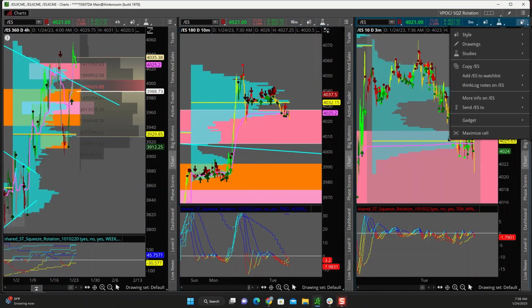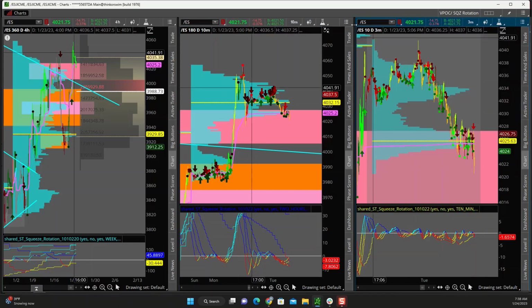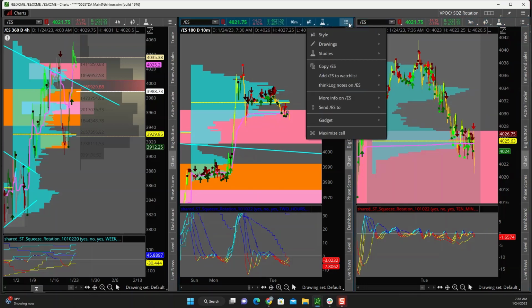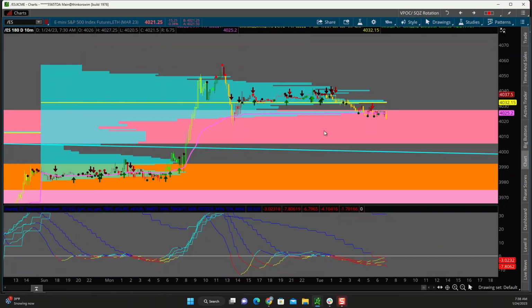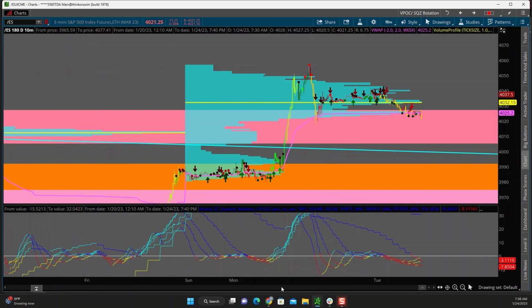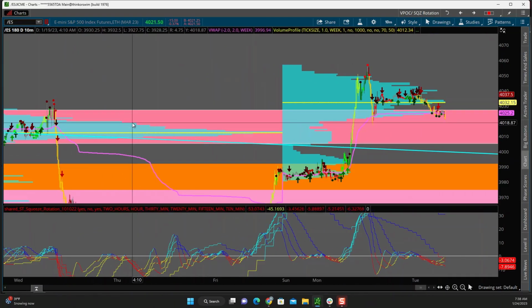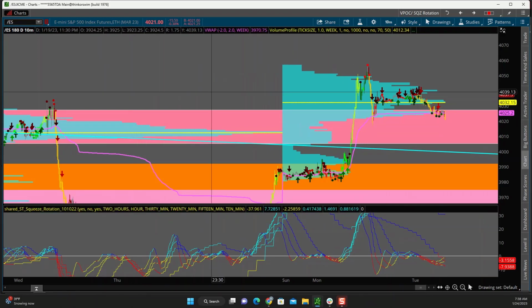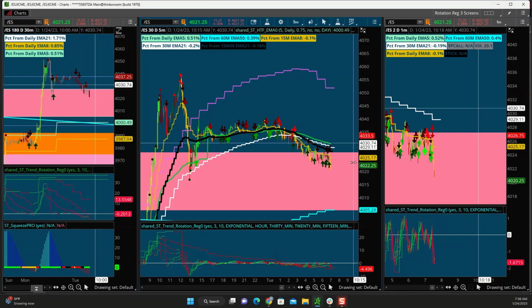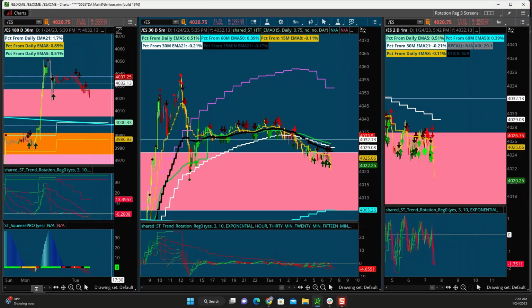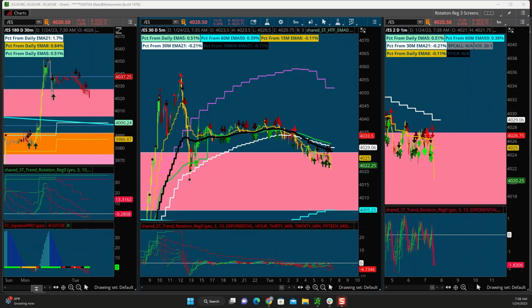Let's maximize. Actually, let's look at the weekly real fast. Where was last week's pretty good size node? Okay, the point of control for the week is down here, right here at basically 40.20, which I was talking about. So 40.20 is the level I'm looking to hold as support. Price is coming down, and I'm looking for 40.20 to hold as support, as this is last week's point of control.